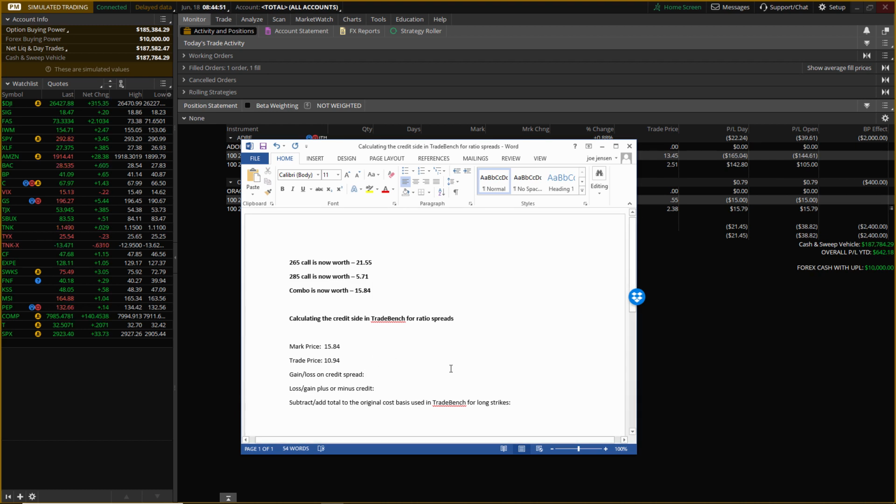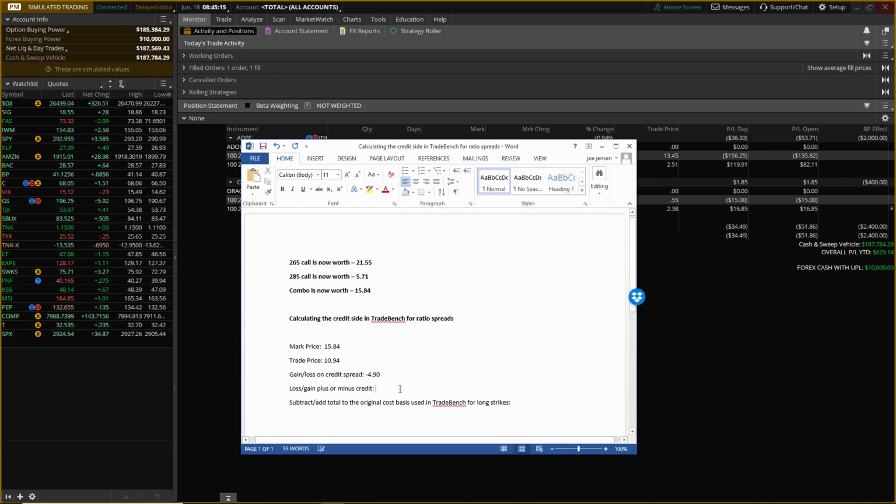So gain loss on the credit spread. I'm going to take what the current price is, $15.84. That's how much it costs for us to close this. So that's how much we have to pay. Then I'm going to minus the $10.94 that we brought in. And that's a difference of $4.90. So we're down $4.90 in the spread, right? So I'm going to put in minus 4.90.